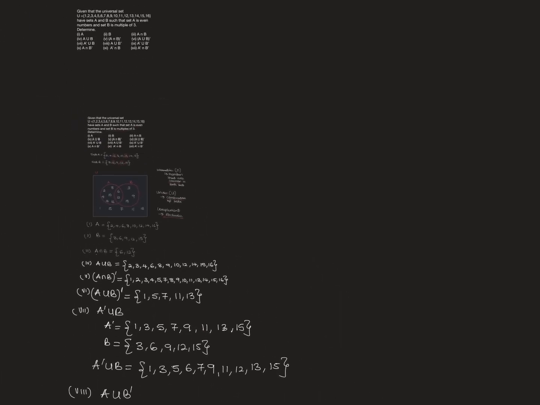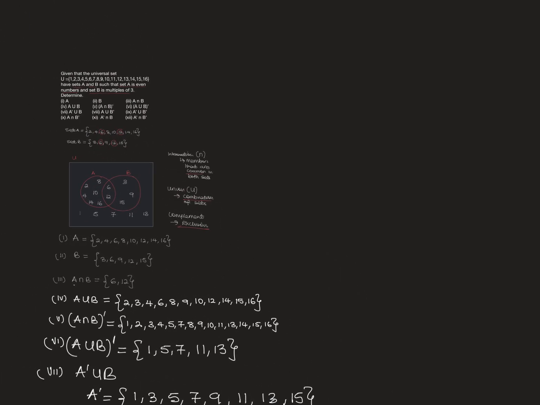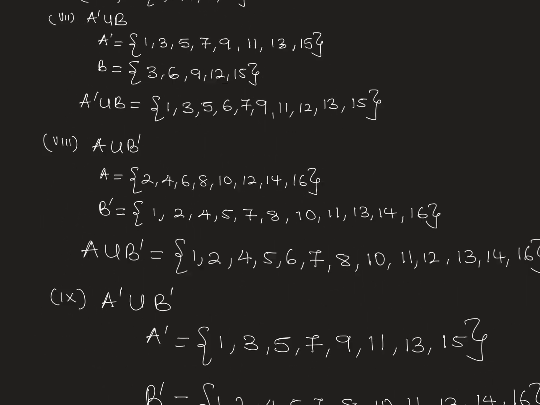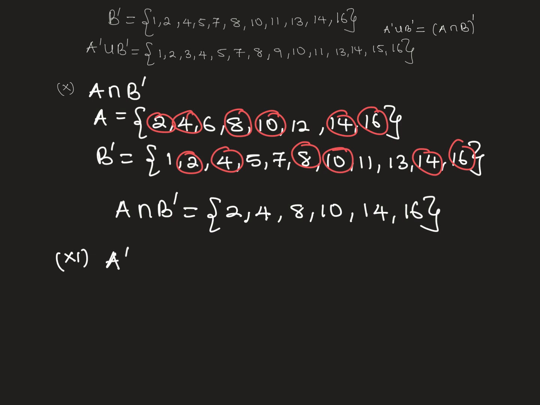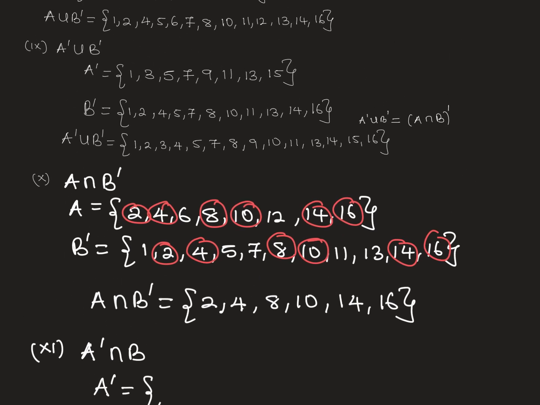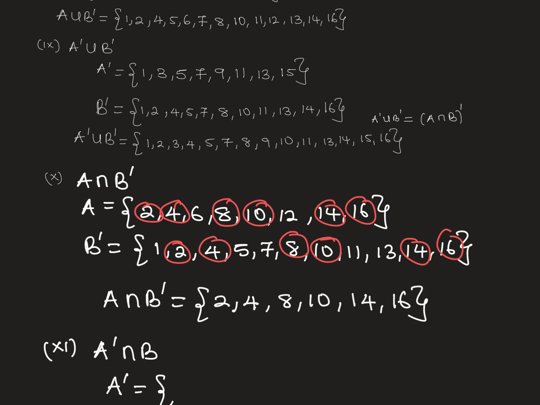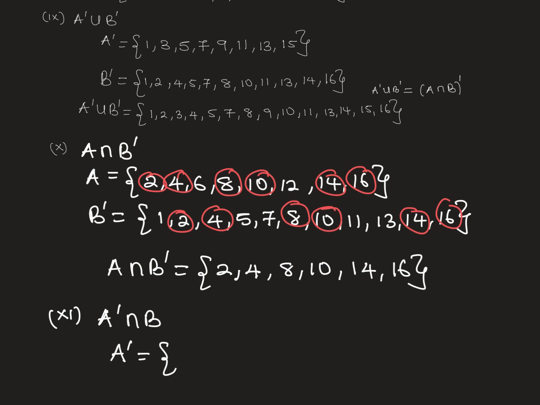What is the 11th question? It says A complement intersection B. First, let's try to find members of A complement. What are the members of A complement? We have that answer as here, if you can look at it. So A complement is 1, 3, 5, 7, 9, 11, 13, and 15.